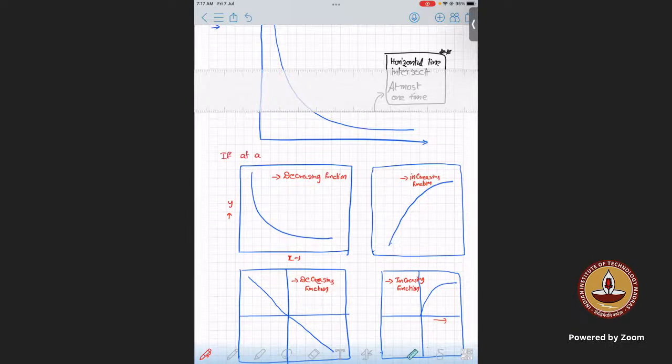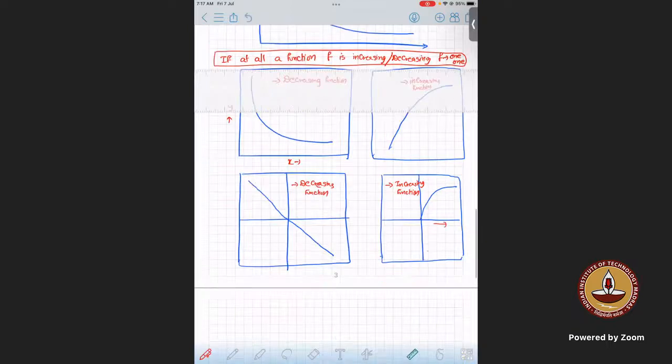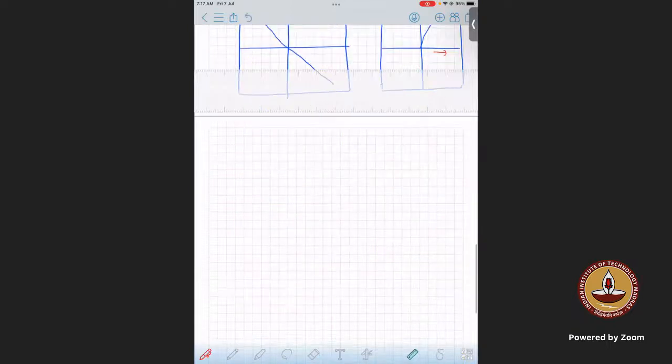If a function f is increasing or decreasing, then f is 1-1. Agree? Yes, sir. Clear till now? Yes, sir.